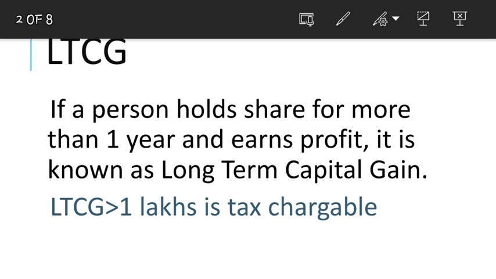If you earn more than 1 lakh rupees, then it is taxable. You have to pay tax on it if you earn LTCG of more than 1 lakh rupees. Less than 1 lakh rupees is not chargeable at all, meaning not taxable.